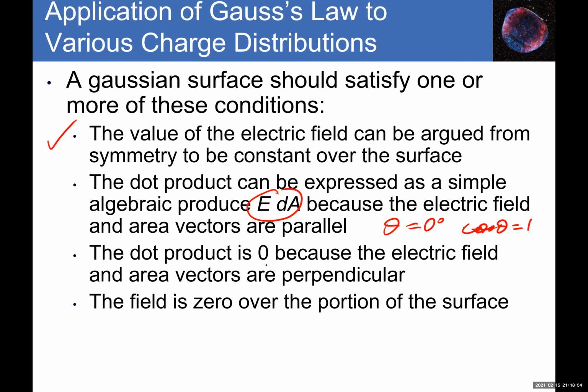Or the dot product is 0 because the electric field and the area vectors are perpendicular. That means, just like that example I showed you with the cube, if the electric field and the area vectors are perpendicular, then there is no flux. If there is no flux, that may be because there are no charges inside, or the net charge inside is 0. So the field is 0 over that portion of the surface. In order for us to apply Gauss's law, these conditions must be satisfied, and then the evaluation can become relatively straightforward.